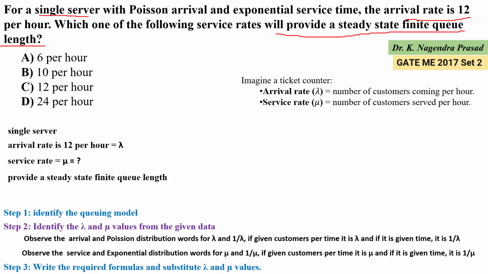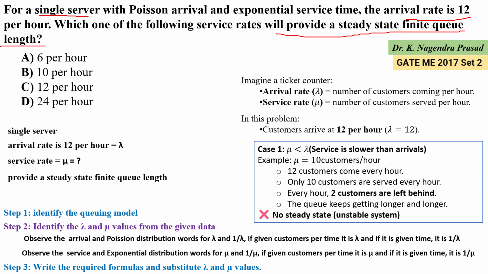Let's imagine a ticket counter. Let's consider lambda as the arrival rate, which is the number of customers coming per hour, and the service rate mu as the number of customers served per hour. In this problem, customers arrive at 12 per hour, so the lambda value is 12. Let's see the first case.